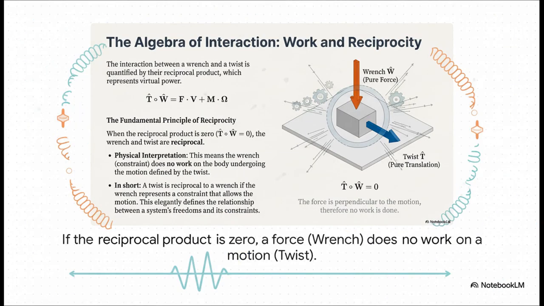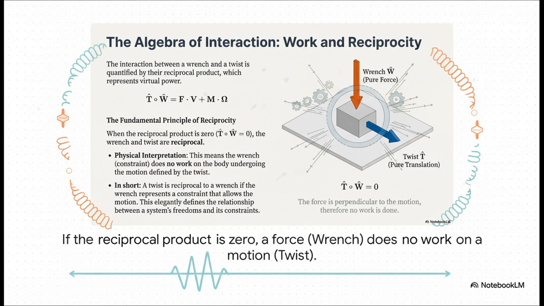Okay, so how do motion and force, our twists and wrenches, actually interact? The key is something called the reciprocal product, which is really just a fancy way of calculating the work being done. This leads to this super powerful concept of reciprocity. If this product is 0, it means a force, the wrench, does no work on the body's motion, the twist.